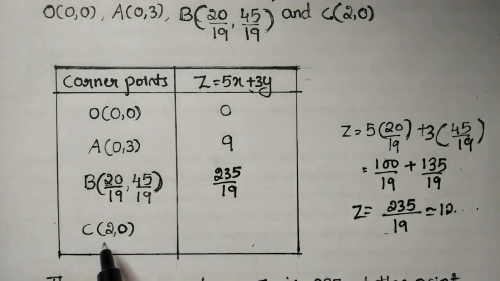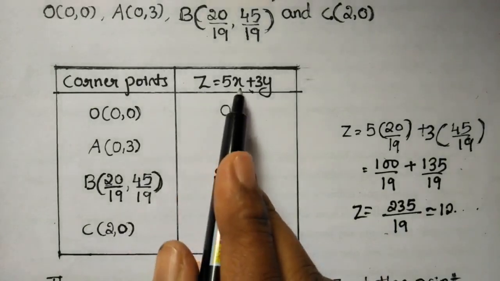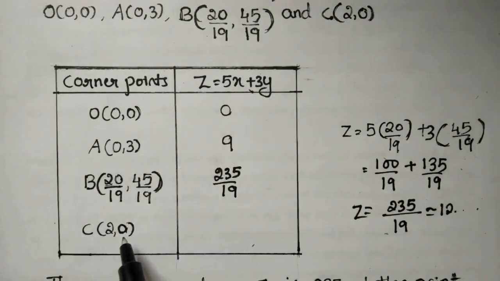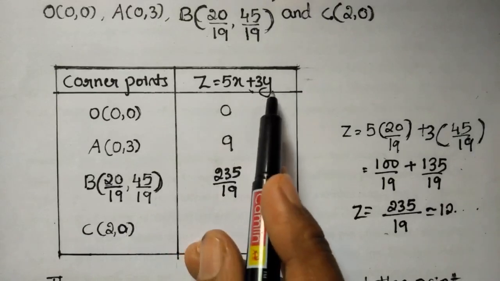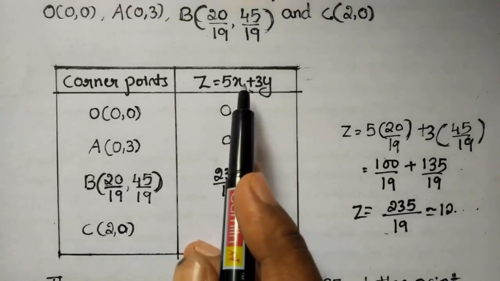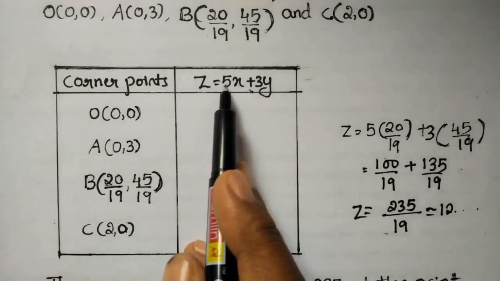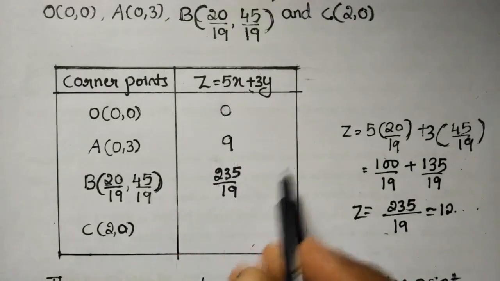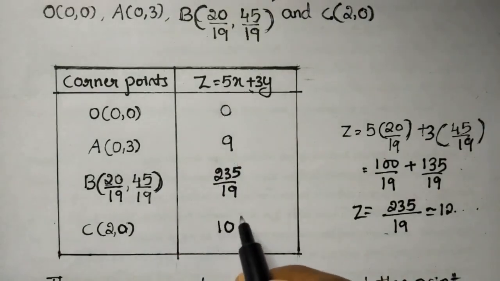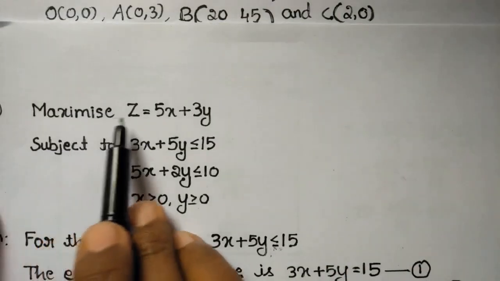And for the last corner point 2, 0, put x as 2 and y as 0. For y equal to 0, the second term will be 0. For x equal to 2, 5 into 2, the value of z will be 10. Now the question is to find the maximum value of z. We have to find the maximum value of z.